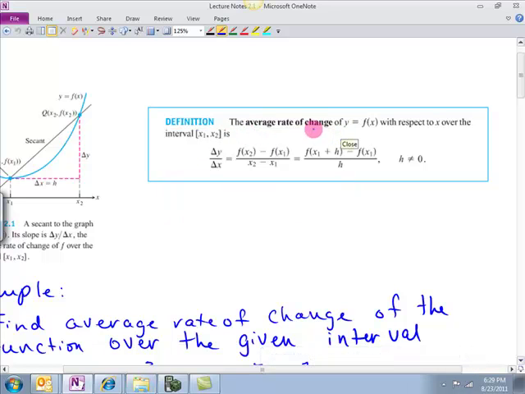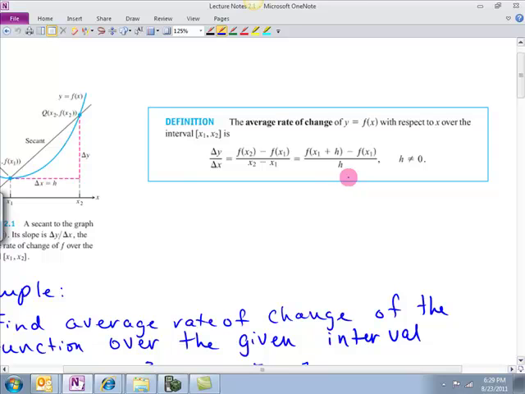Okay, the average rate of change, delta y over delta x, is the change in y, which is what f of x is, over the change in x. Is that essentially the slope formula? The change in y over the change in x? That's what that is.